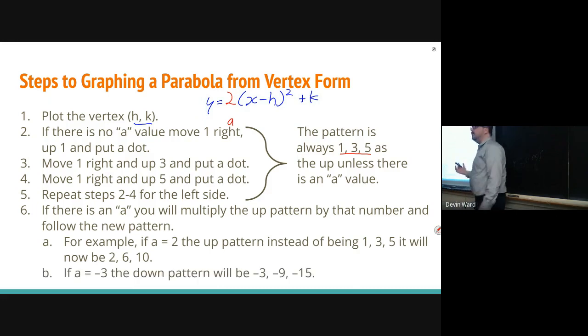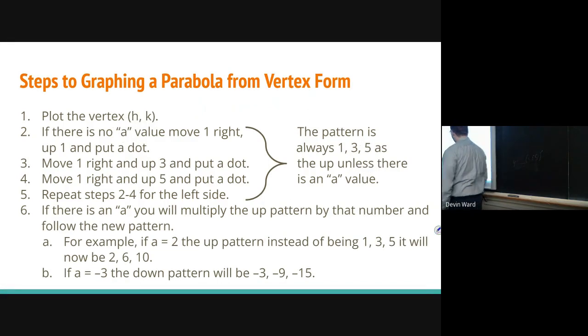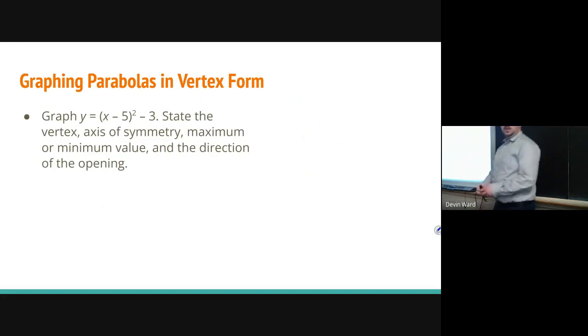If it's negative, say it's negative 3, instead of 1, 3, 5, it'll be negative 3, negative 9, negative 15. What I mean by negative is, instead of going up, I'm going to go down. So I go over 1, down 3. Over 1, down 9. Over 1, down 15. Usually you won't be able to fit 15 on there, but just fit as many as you can on the graph that we have.